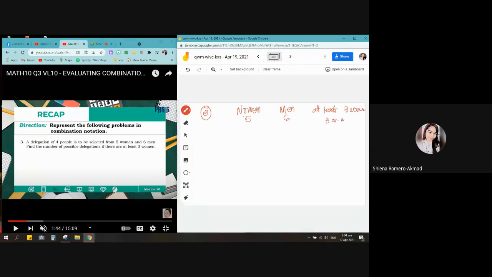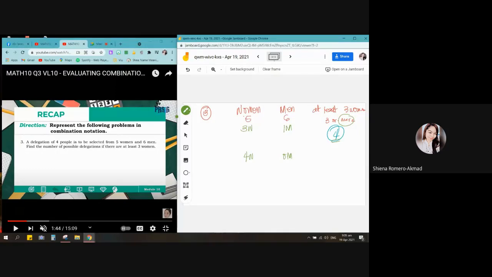At least 3 women. So what does that mean? That's 3 or more. My classmate said earlier that it is easier to understand as 3 or more. So, how many will we select? We are going to select 4 people. We'll start with 3: 3 are women. And how many will be our selection for men? One man. Then, of course, that makes 4. Since it is 3 or more, it could also be 4 women and 0 men.